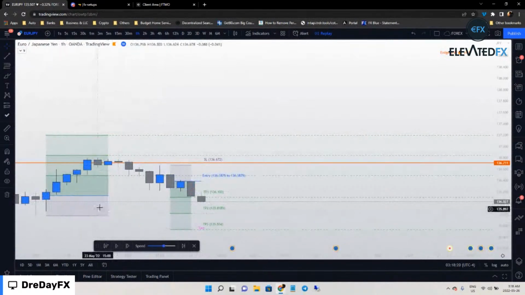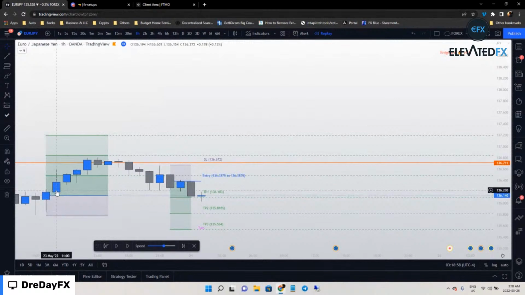Perfect. So let's stop it right there. Okay. So my TP1 was hit. So when my TP1 is attained, I put my stop loss to break even. It could be manually, or you could use the trade manager that we offer with DreDayFX, that way it's going to manage your trade the way that you want. And by doing so, it's basically a free trade.